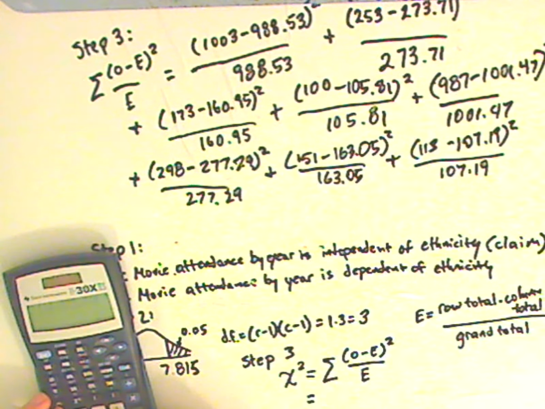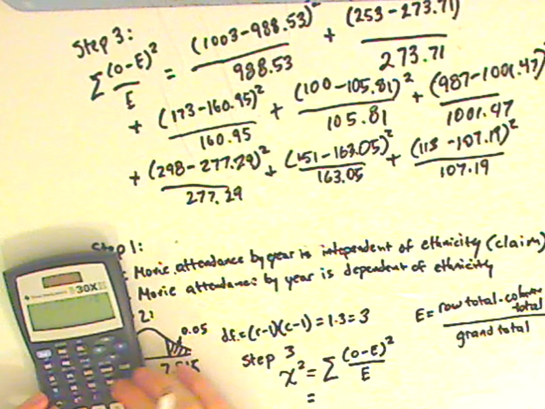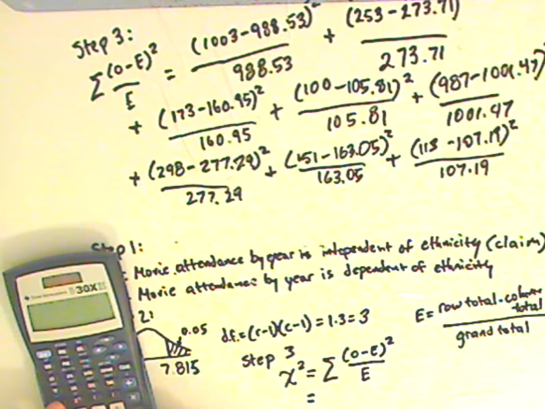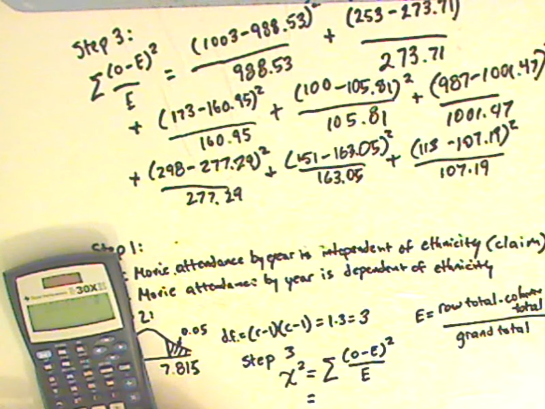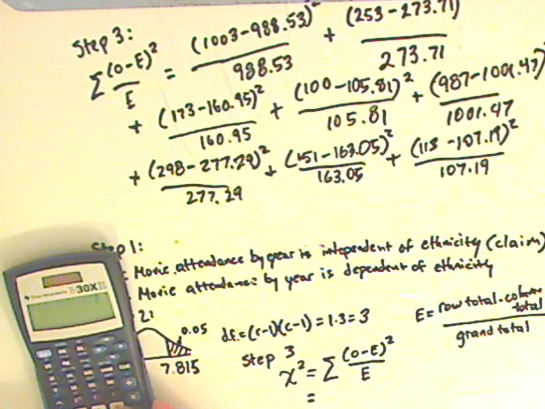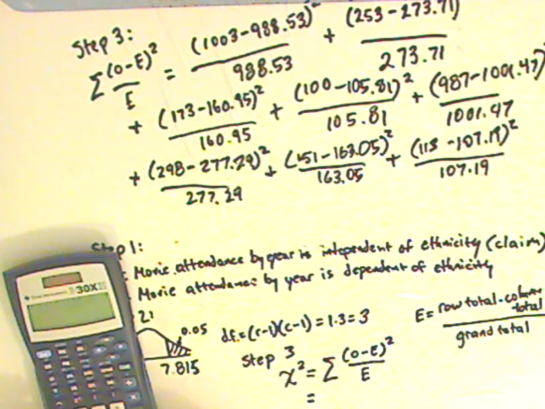273.71 plus, now I'm right here, parentheses 173 minus 160.95 parentheses squared divided by 160.95 plus 100 minus 105.81 parentheses squared divided by 105.81.